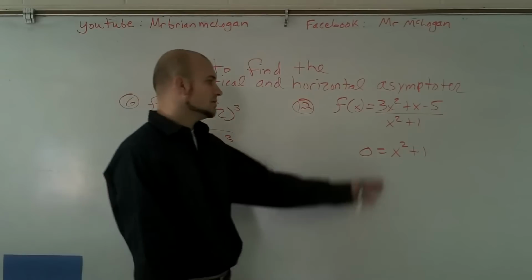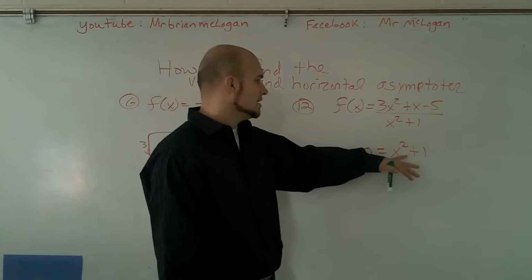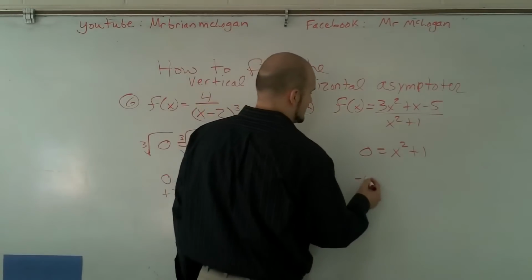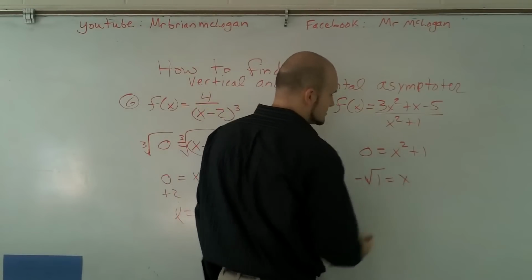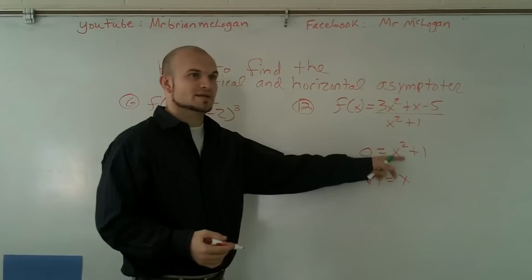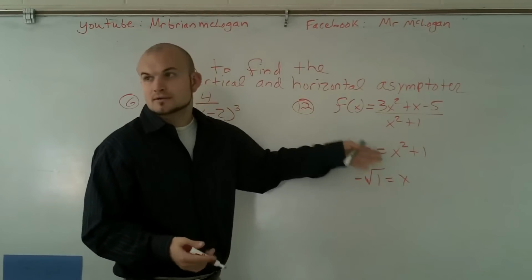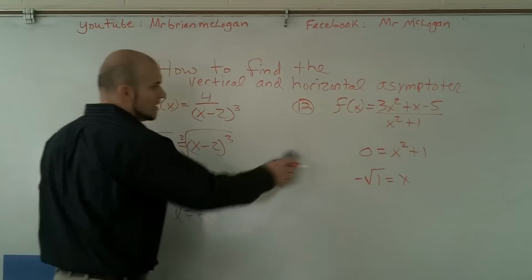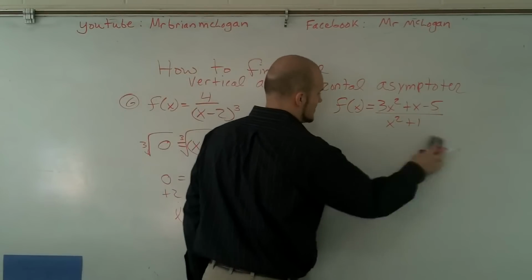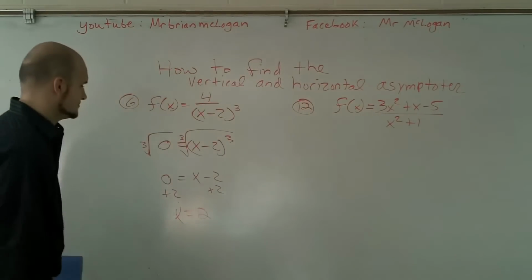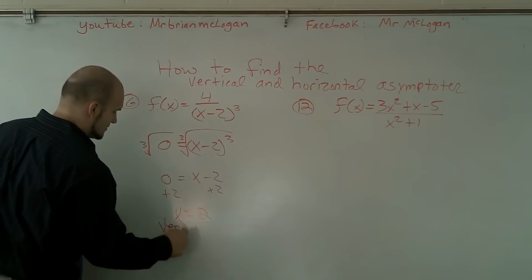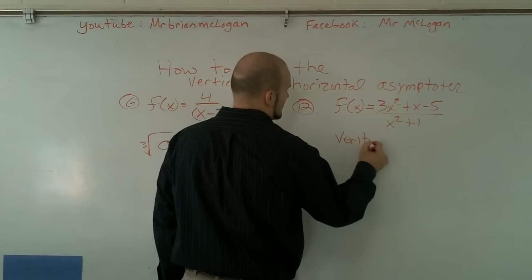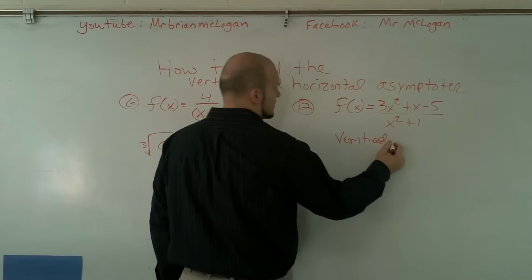Over here, I noticed that there is no real number that works, right? It's going to be an imaginary number, i. We worked on taking the square root, because that's going to be negative. You take the square root of -1. So therefore, there are no vertical asymptotes here. Then for the horizontal, so that's your vertical. And for here, vertical, we have none.